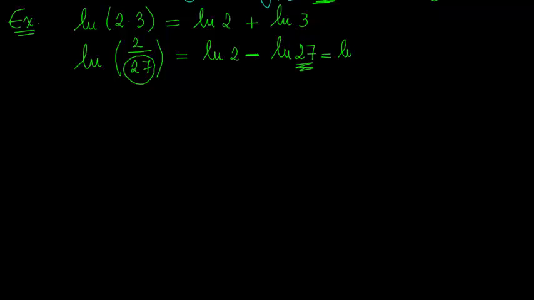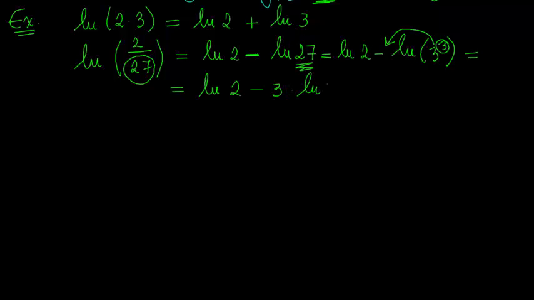Let's say that we get ln of 2 minus ln of 27, and 27 can be written as 3 cubed. And now what I can do is bring that power using the power property. So bring this 3 in front of the ln. So I get 3 multiplied with ln of 3.